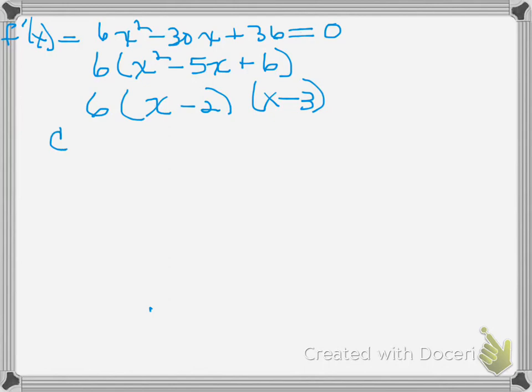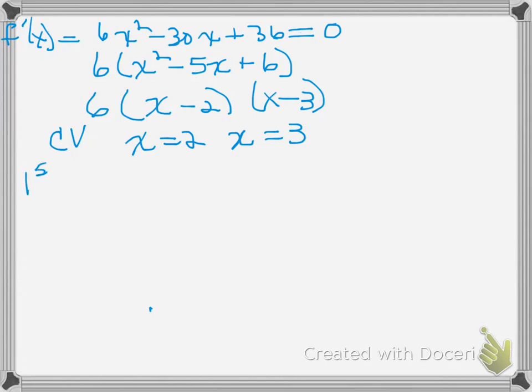So I obtain my critical values by setting my factors equal to 0. I only have 2 factors. 6 is not a factor because there is no x involved there. So my 2 critical values are x equals 2, x equals 3. Again, I got those by setting my factors equal to 0. So, next thing, let's set up our first derivative test.